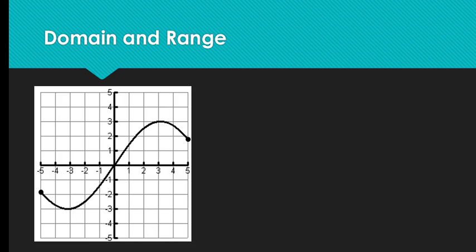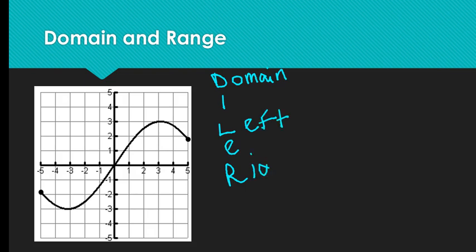If we have a continuous graph like this one, and they're asking for domain and range, remember our friend Dialer. When we're talking about domain, remember we're looking from left to right. That's what we get from Dialer's first name, right? The domain is from left to right.